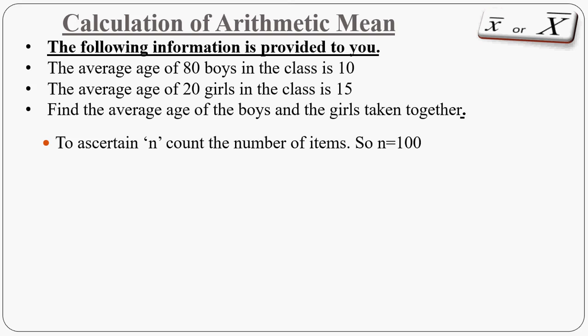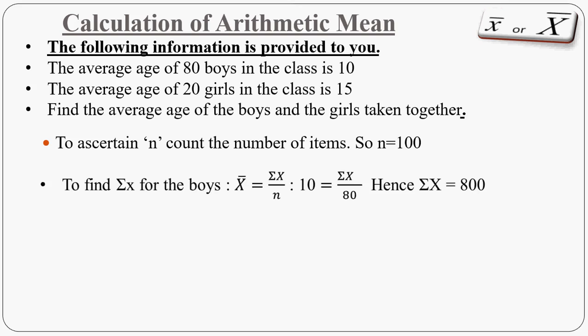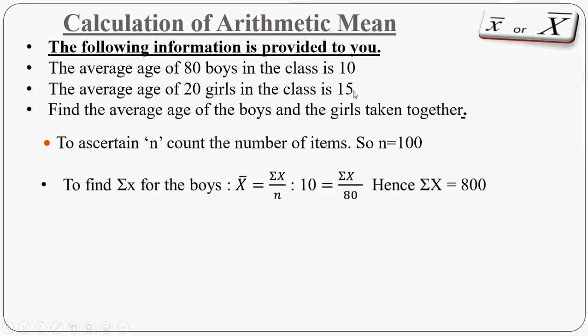So what is the step we need to do? Step number one, we need to ascertain n. How to calculate n? You see the first line, 80 boys and 20 girls. These two total, we get n is equal to 100. Now sigma x for boys. So mean is equal to sigma x by n. We know this is the formula. Now mean is 10. So this is what? Let me show you the first step.